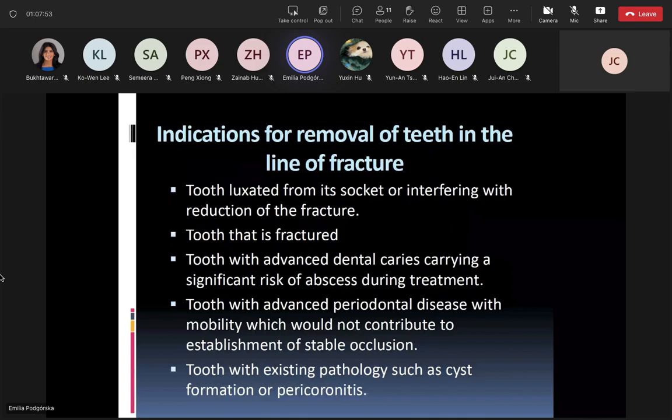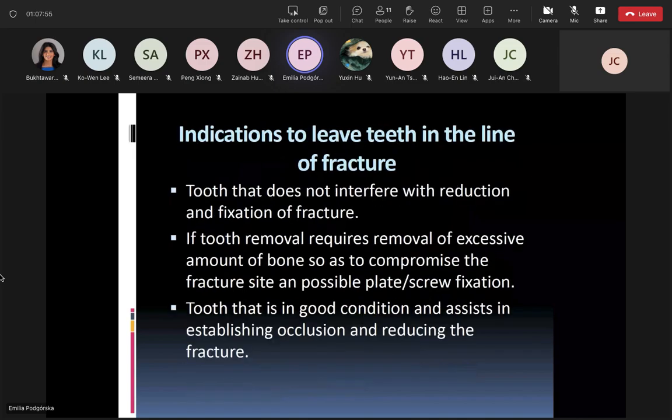Indication to remove teeth in the line of fracture: so that they do not interfere with reduction and fixation of the fracture. Tooth removal that requires removal of an excessive amount of bone so as to compromise the fracture site and possible screw fixation should be avoided, so that the site is in good condition for healing and reducing the fracture.